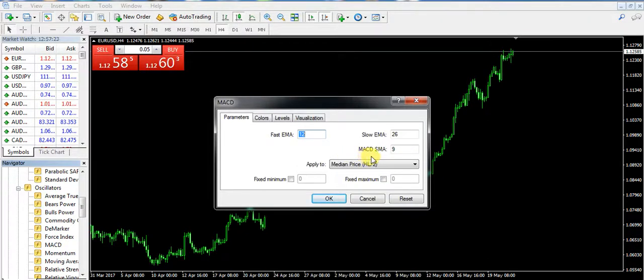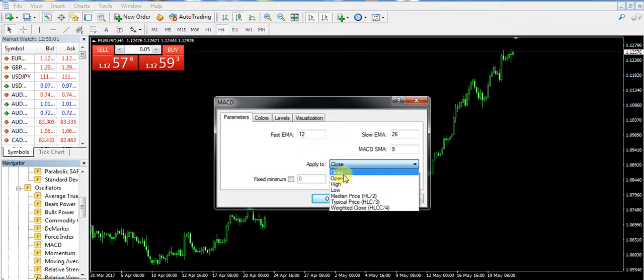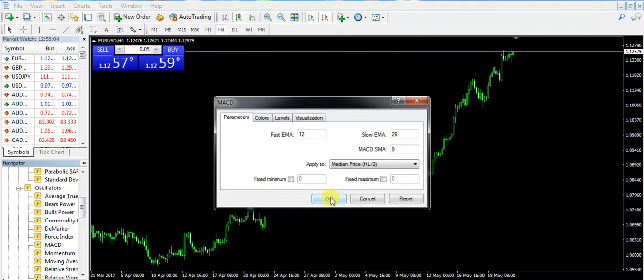We do not change the fast EMA or the slow EMA. We do not change the MACD SMA. What we do, however, need to pay attention to is what we apply this to. By default, yours will be applied to the close price. Please make sure that you change that to the median price. We're not going to get into the whole reasoning behind it. You don't need to really know the reasoning behind it. Just make sure that you apply it to the median price. Just going to show you again. By default, it will be on close. Please make sure that you change it to median price, and then we hit OK.